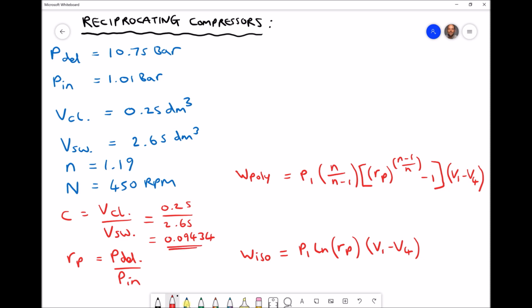Now that value there is rounded to 5 decimal places, so when we do some of our subsequent calculations, I'm going to use the full calculator answer to avoid any rounding errors. Now our compression ratio then is the delivery pressure divided by the inlet pressure. So we have 10.75 divided by 1.01, giving us a compression ratio equal to 10.64356.